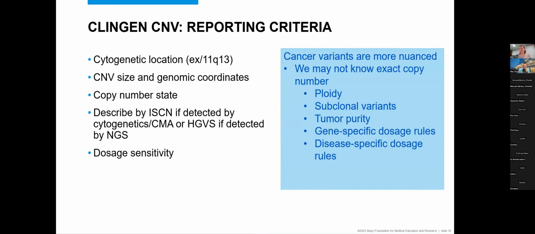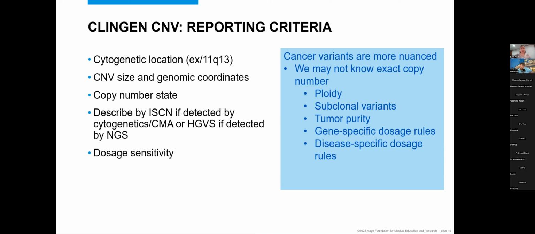Additionally, cancer variants have additional nuances, and so we may not know the exact copy number of the alteration that we're looking at, even if we're looking at CNV data, because a lot of times that depends on things like ploidy. Subclonal variants are often present in tumors. They may not be in 100% of our tumor population. Tumor purity is a confounding factor for CNVs, as well as other variants. And then there are dosage rules in the evidence about specific genes.